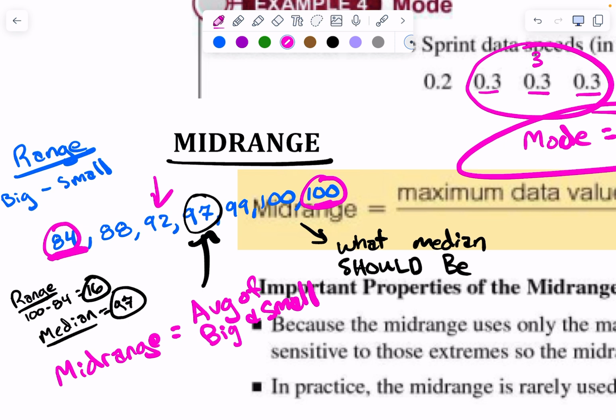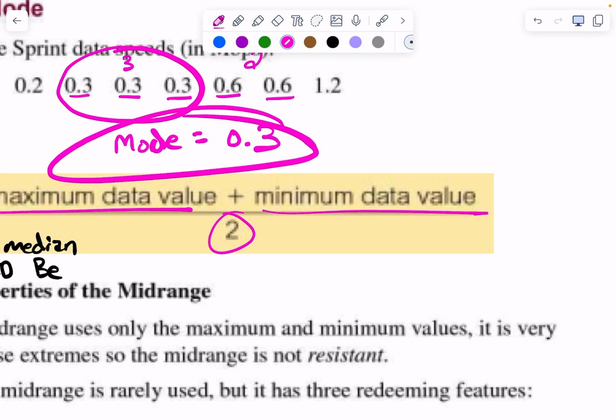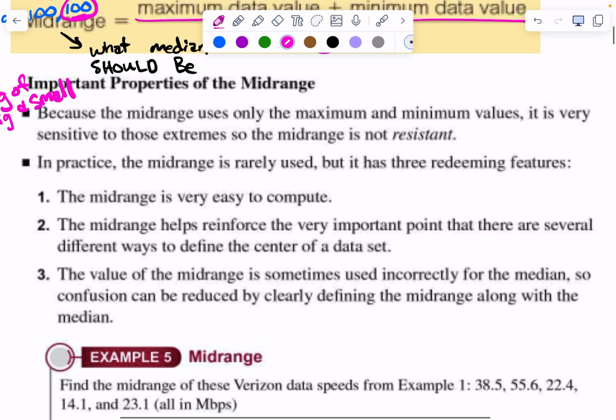My median value is a 97, so I'm actually doing a lot better than what I should be. 84 and 88 are just kind of dragging that down a little. Most of my other grades are decent. But your mid-range is the maximum data value plus the minimum data value divided by 2, or just the average of your high and low. It's what the median should be. Does that make sense? It should be a 92. Okay? All right. So let's talk about mid-range.